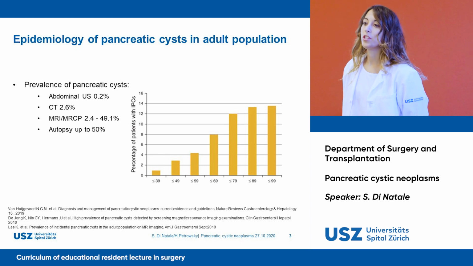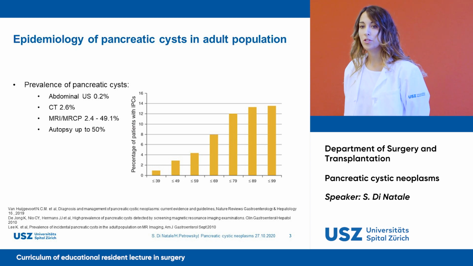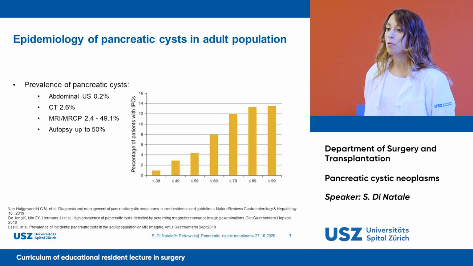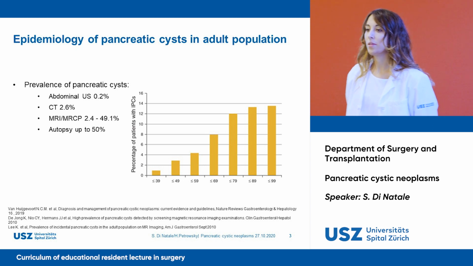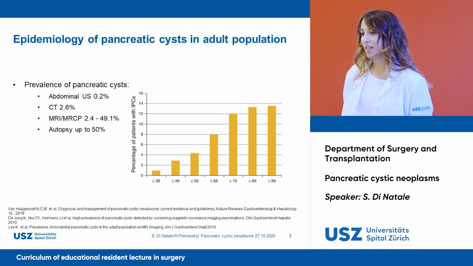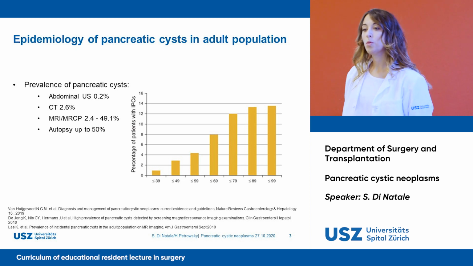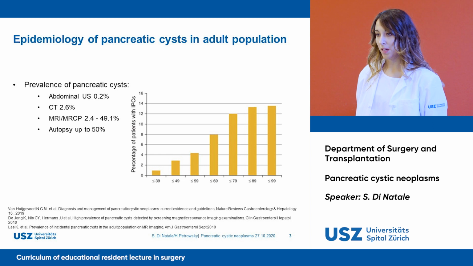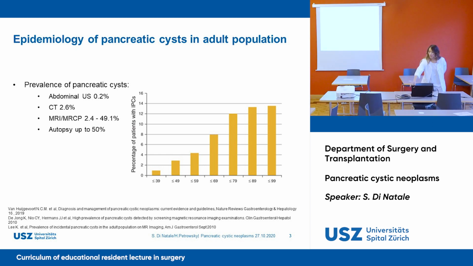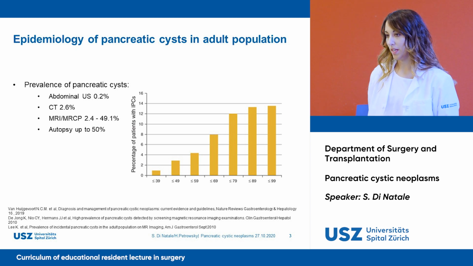A study published in 2010 in the American Journal of Gastroenterology retrospectively investigated the prevalence of incidental pancreatic cyst in a population with 616 patients who underwent MRI for no pancreas-related symptoms. As shown on the image, they found an increasing incidence with higher age. The total prevalence in this study was 13.5%.